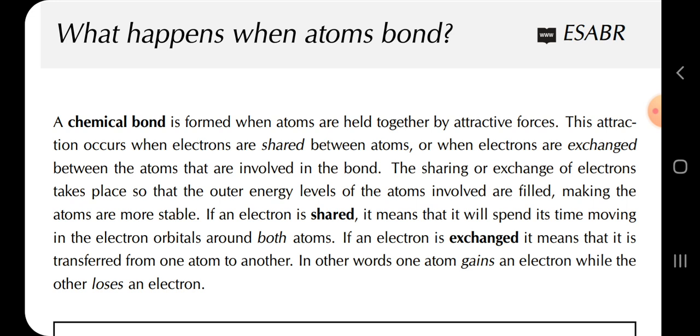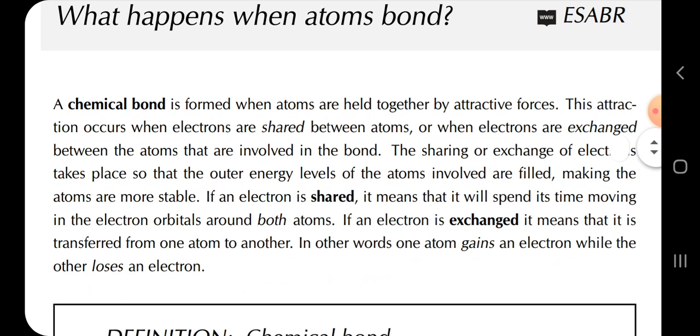So that's how atoms bond. They come together. A chemical bond is formed when atoms are held together by attractive forces. By those attractive forces, we mean the one is slightly negative and the one is slightly positive. This attraction occurs when the electrons are shared between atoms, as I have shown you previously, or when electrons are exchanged between the atoms that are involved in the bond. The sharing or exchange of electrons takes place so that the outer energy levels of the atoms involved are filled, making the atoms more stable. When an atom is fully surrounded, it has 8 valency electrons, it is more stable.